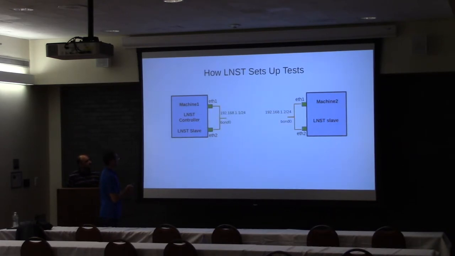Once you kick off LNST, it will find those two NICs that you are trying to test. In this case, it's going to be a bond, and it will configure it with two slaves and a bond, given an IP address of your choice. After that, it will run traffic, whether it's a ping or a throughput performance test.